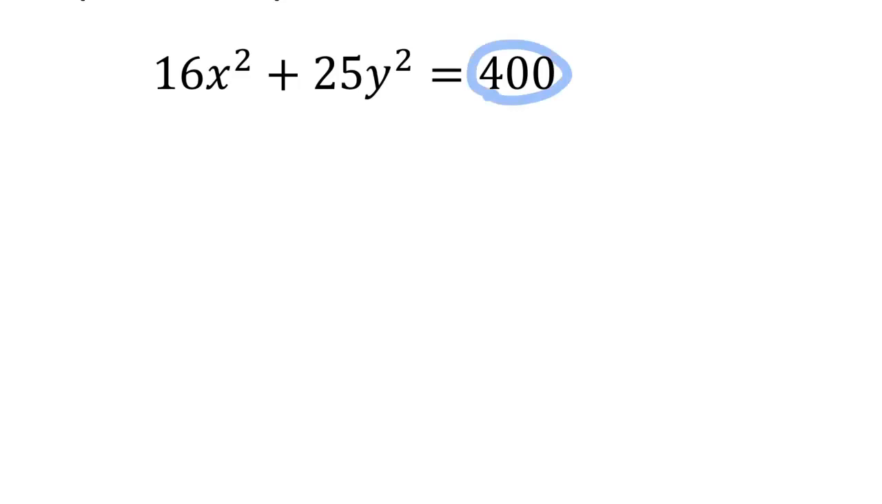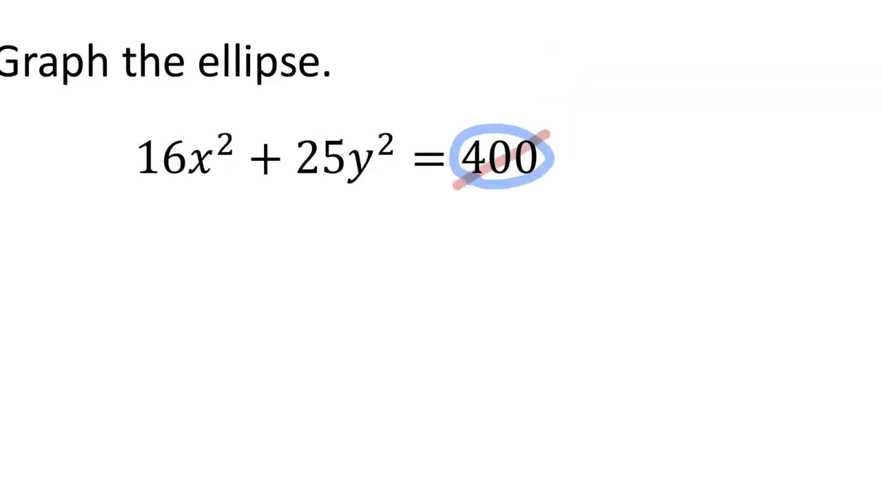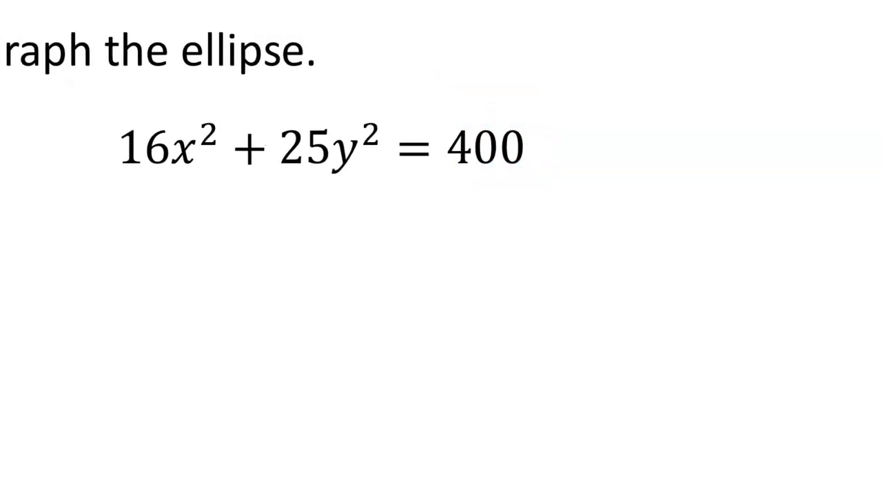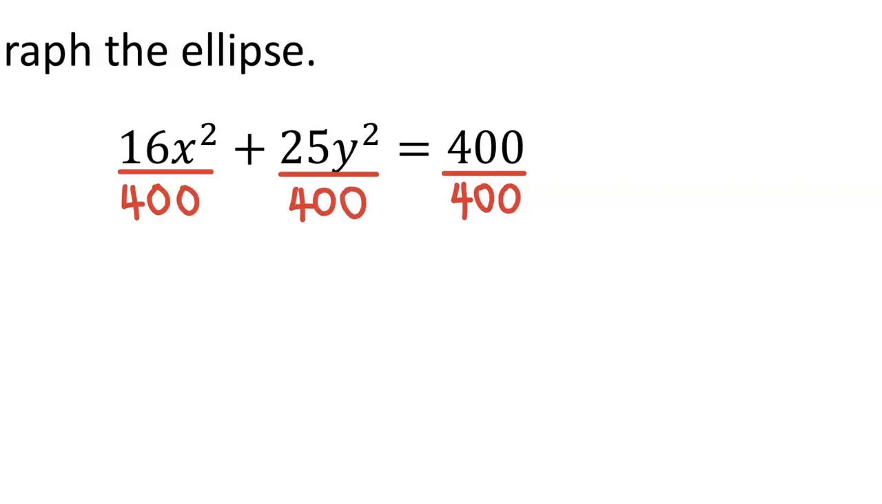So to convert 400 into 1, we're going to divide everything by 400. So if you have, let's say, I'm just making up a number, 780 on that side, you're going to divide both sides by 780. So step number 1, divide everything by 400. Divide that 16x squared by 400 and divide that 25y squared by 400. After that, we will have to reduce these fractions.